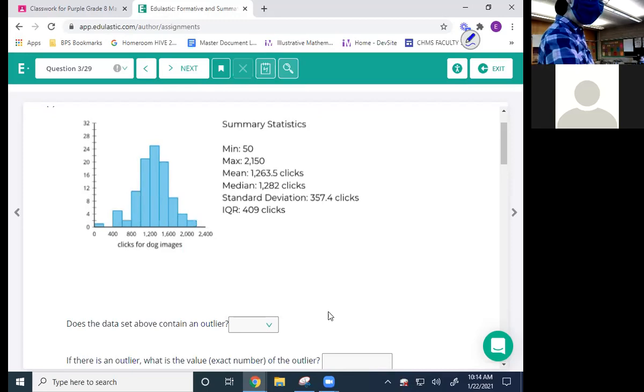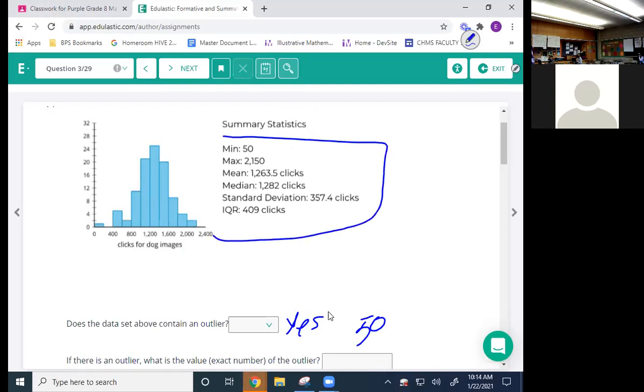So he says yes. And which value is going to be that outlier? This is where the tricky part comes in. Which value is going to be the outlier? 50. And how do you know it's 50 exactly? Because if you look at the summary statistics, it says that the minimum is 50. Very good. So when you're given a histogram and you're asked to calculate the outlier, you need to look at the summary data, because that's the only way you're going to be able to calculate the exact value.